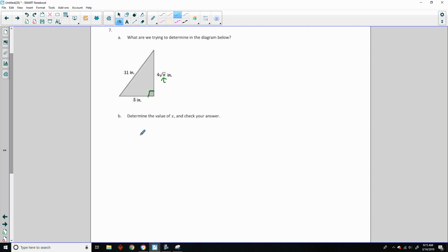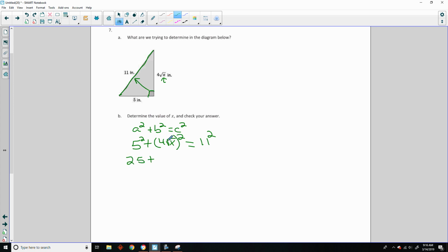So my rule is, step 1, write a formula. Pythagorean theorem, a squared plus b squared equals c squared, where c is the hypotenuse. This can be a and this can be b, or this can be a and this can be b. That does not matter. What really matters is that c is across from your right angle, the hypotenuse. A squared, 5 squared, plus b squared, 4 square root x squared, equals c squared, 11 squared. Write a formula. Substitute the givens, simplify and solve.